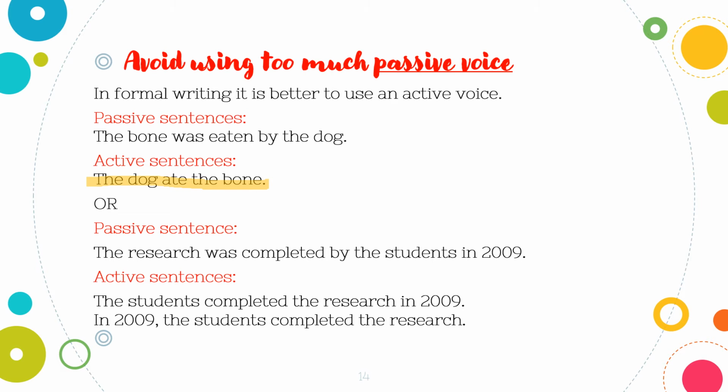Another passive sentence that must be avoided is the research was completed by the students in 2009. So you should use this sentence. The students completed their research in 2009, or in 2009 the students completed the research. So these are examples of active sentences.